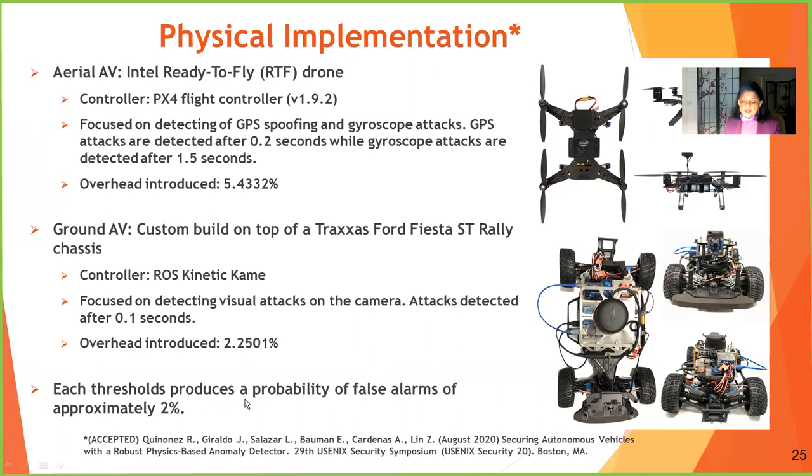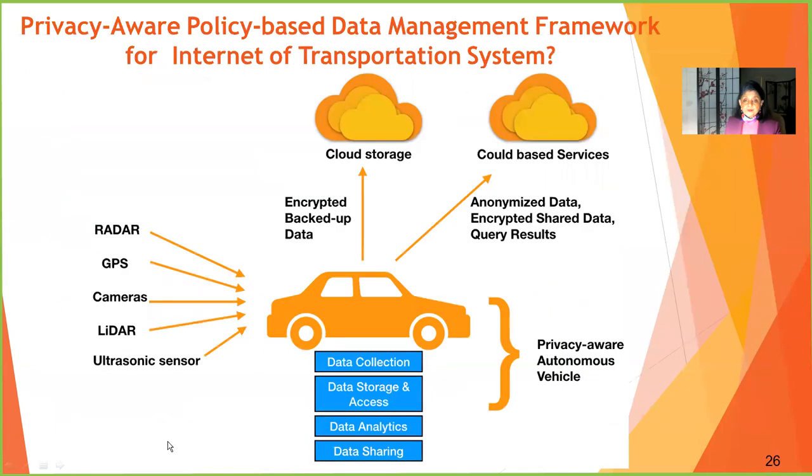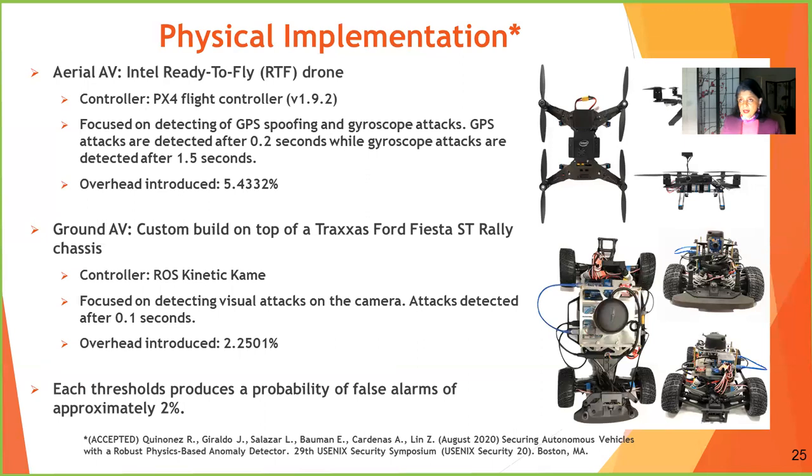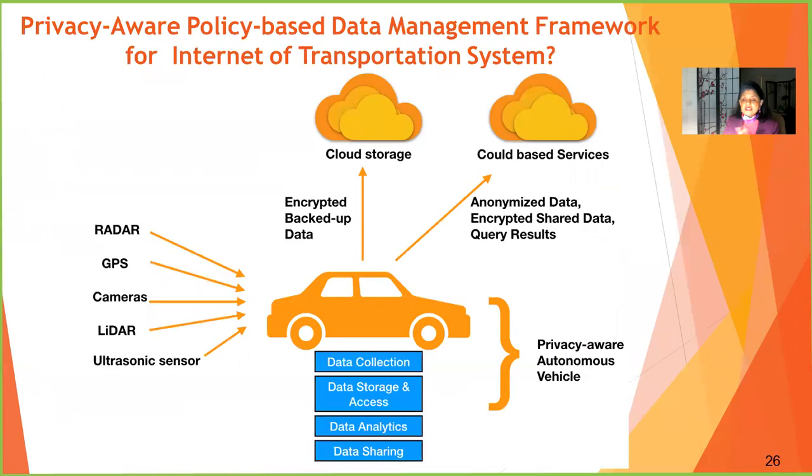Each threshold produces a probability of false alarms of approximately 2%. Okay, so that's the security part, right? Applying, again, Kalman filters, extended Kalman filters. For privacy, this is what we are thinking.